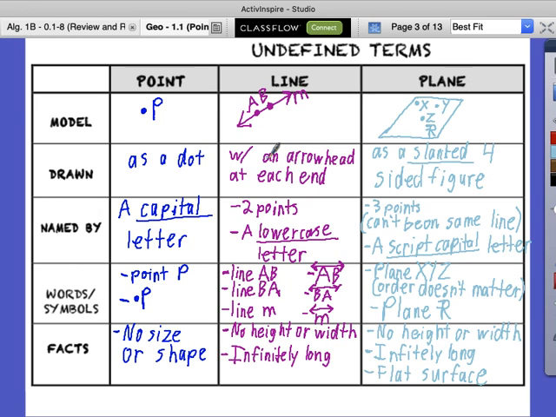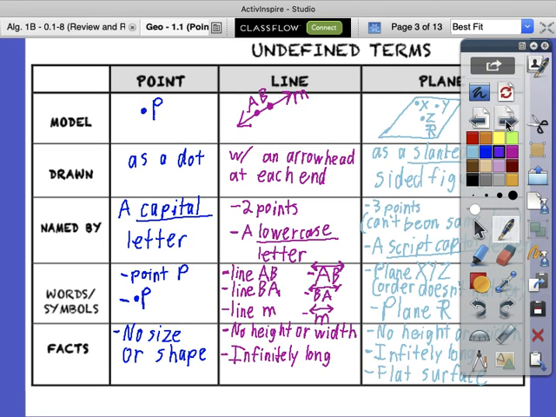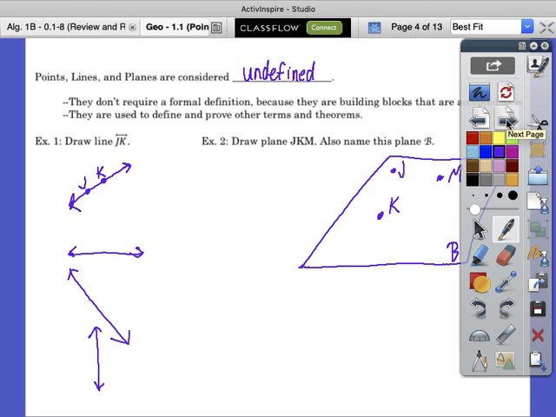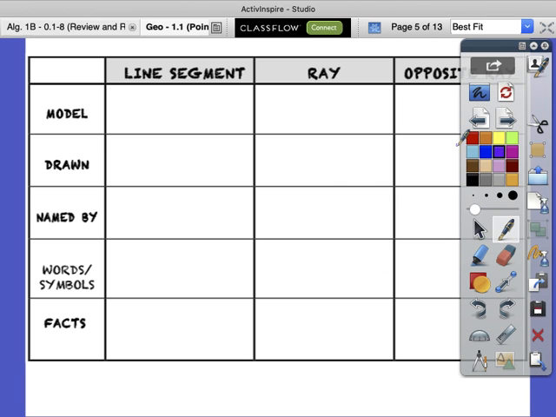So we went over these undefined terms. We said, okay, well, here's how we model them, here's what it looks like, here's how we draw it, here's how we name it, the word symbols, and some facts about it, okay? And then we also went through and talked about how they're considered undefined, and we drew some examples of these, correct? So now we're going to go on to the next part, and we're going to talk about a few more terms here, okay?